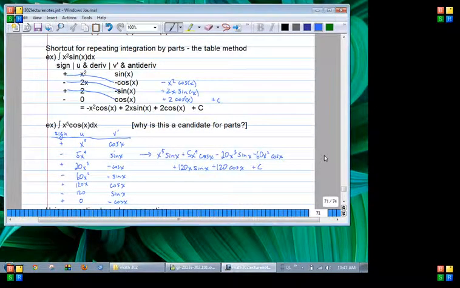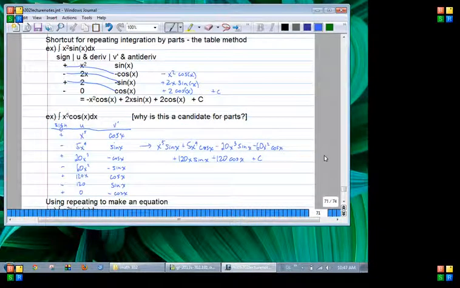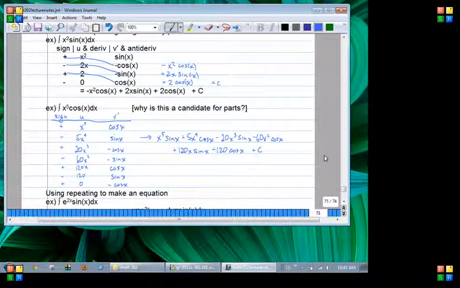So now we're going to see another advanced use of integration by parts. We're going to use repeating, but something funky is going to happen. Let's check it out. So suppose we have the integral of e to the 2x sine x dx.